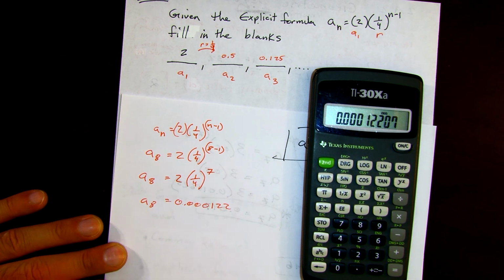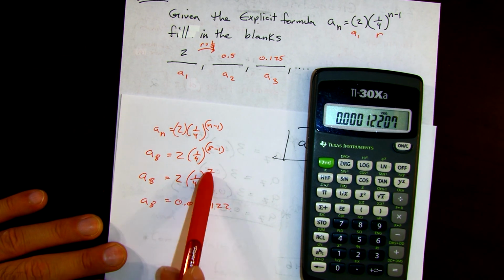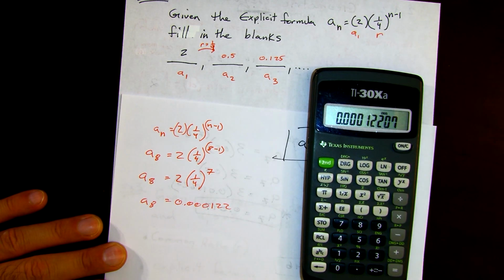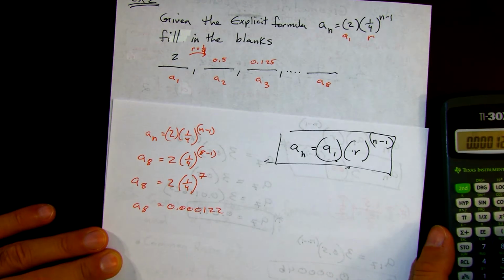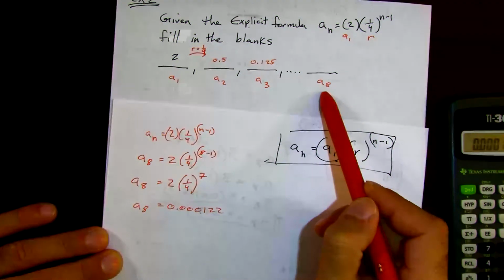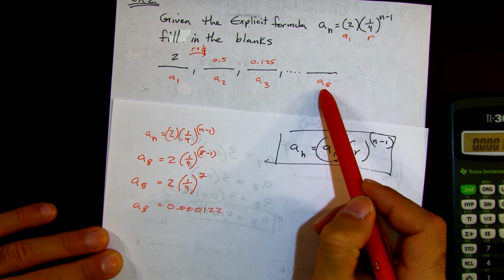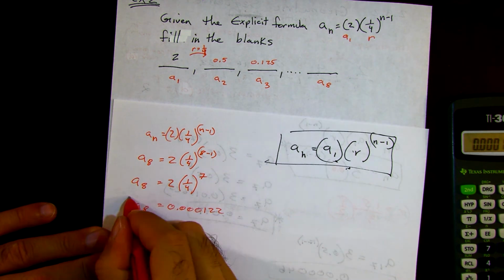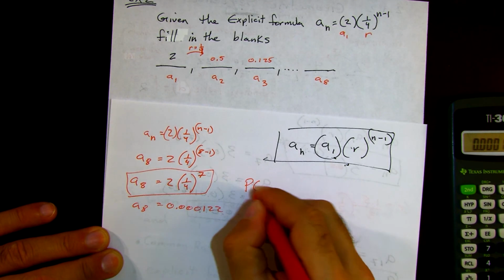It's not 1/4 times 7. It's 1/4 raised to the 7th. What did you do to get a to the 8th? Why was I looking for that? No, but how did you solve this, 2 times 1/4 to the 7th power?